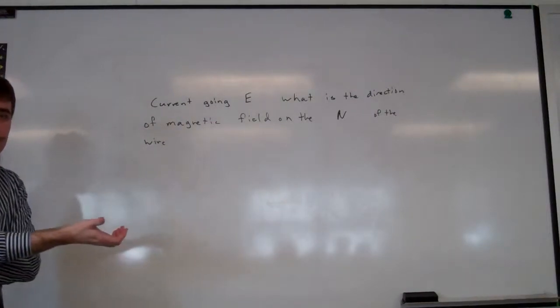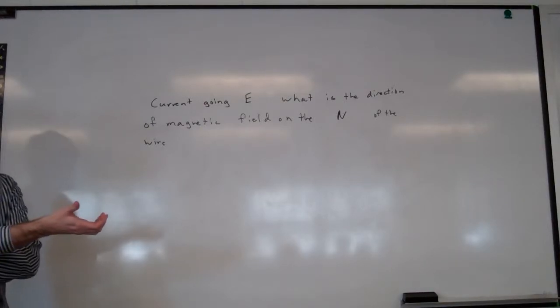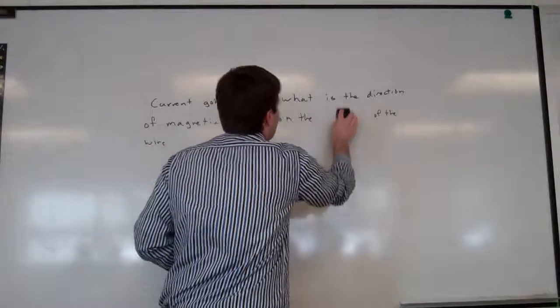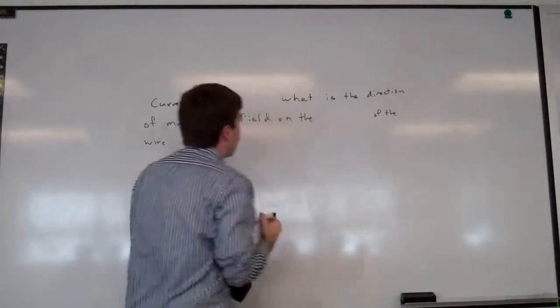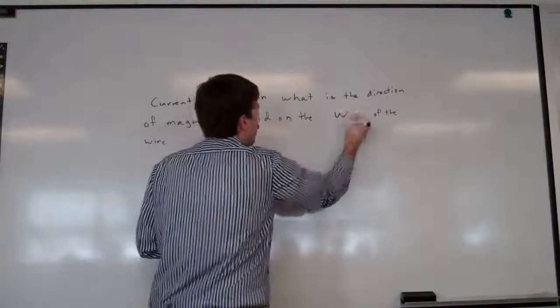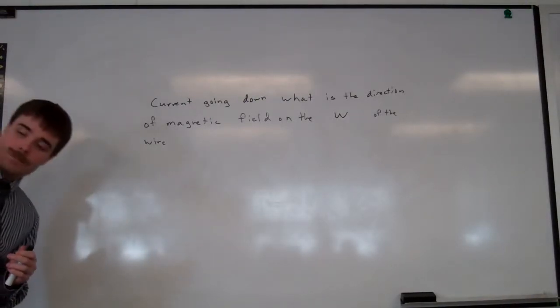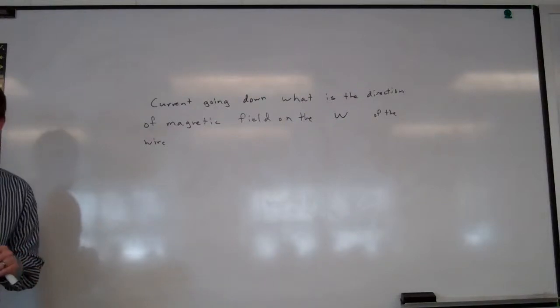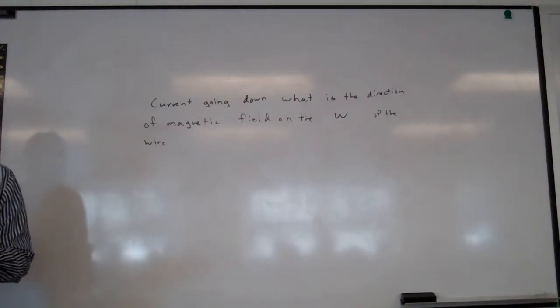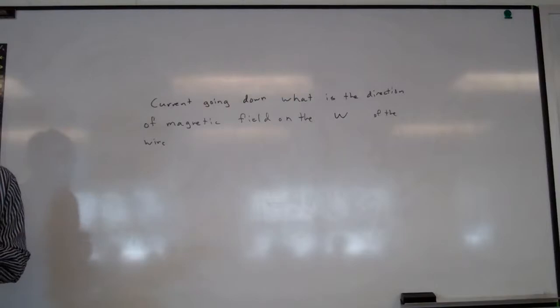If you guys want to do more, just get started on your problems. One more. Okay, so the current's going down. What is the direction of the magnetic field on the west side of the wire? North. North is correct. You guys feel like you're getting this? Yeah, we're good. Alright, you guys feel okay about this stuff now? Yeah, I get it.